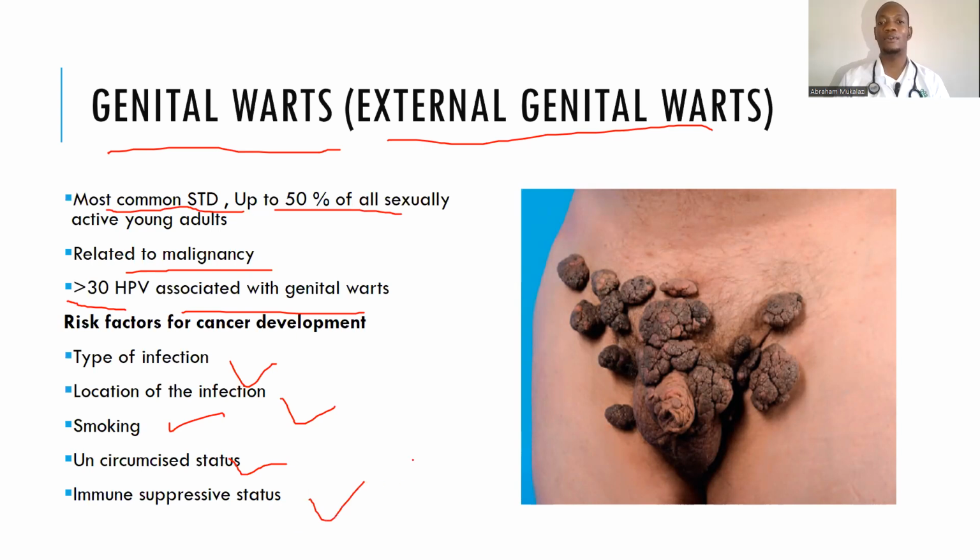Then the immune status: when you're immune suppressed, the cancer screening in the body reduces. That means that there's a high risk of developing cancer. So the genital warts will look like something like this. These verrucous plaques can be single or multiple, and sometimes very, very extensive.